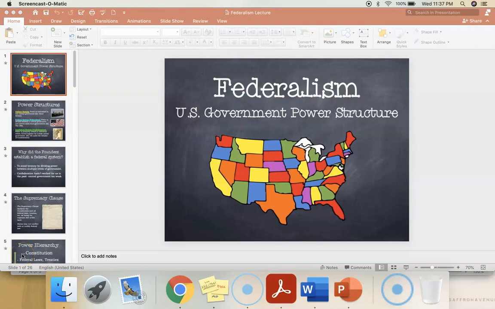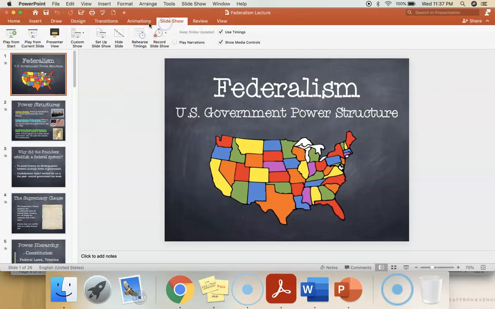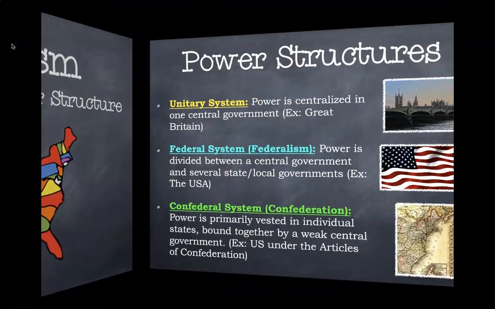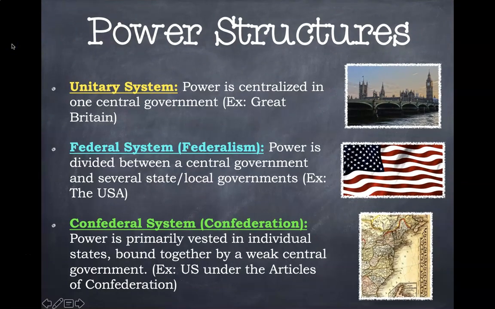Alright, so Unit 2 is going to be on federalism, which is the U.S. government power structure. So let me go ahead and make this big, present. Alright. So we're going to talk first about the power structures. These three you have already known. You should have known these for your last Unit 1 test.